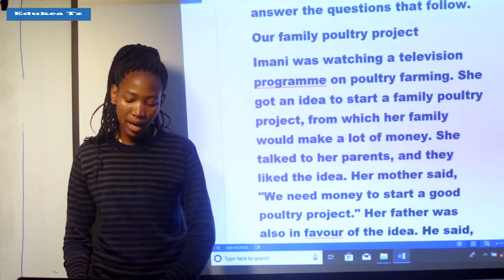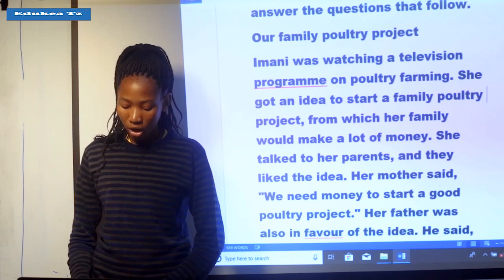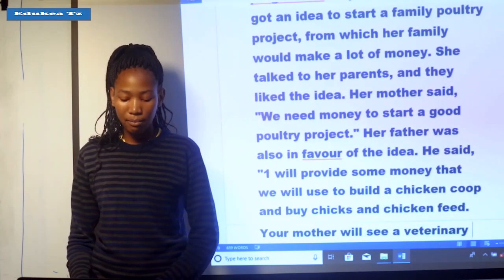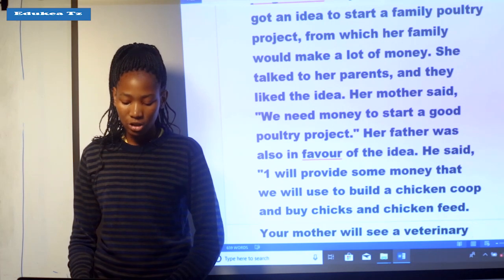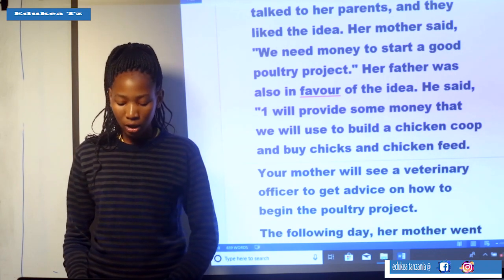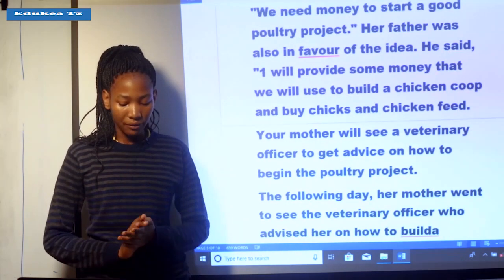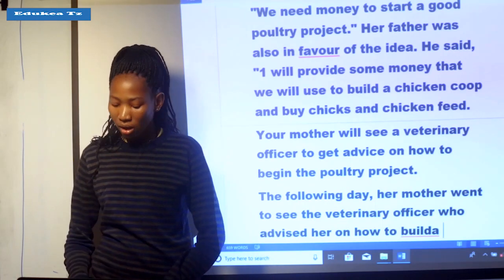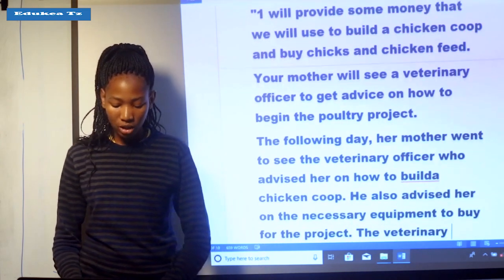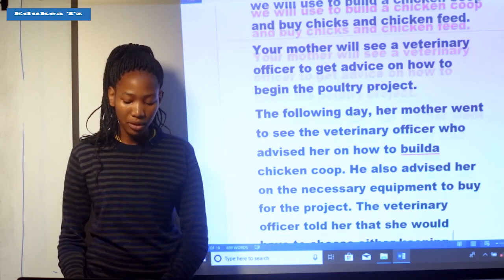Her mother said, we need money to start a good poultry project. Her father was also in favor of the idea. He said, I will provide some money that you will use to build a chicken coop and buy chickens and chicken feed. Your mother will see a veterinary officer to get advice on how to begin the poultry project. The following day, her mother went to see the veterinary officer who advised her on how to build a chicken coop. He also advised her on the necessary equipment to buy for the project.